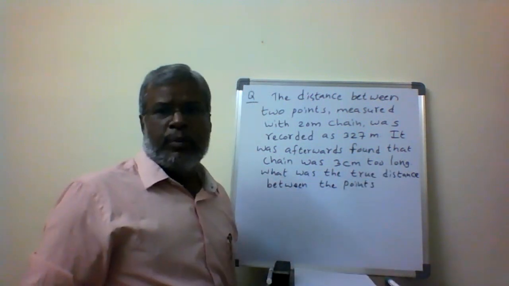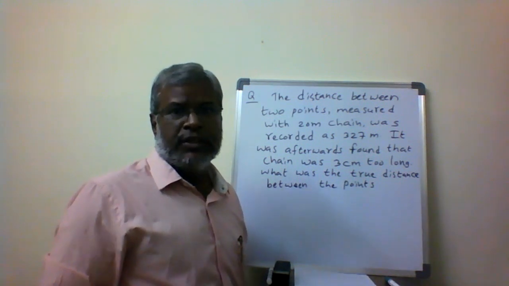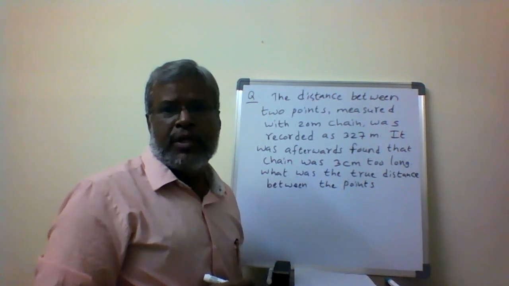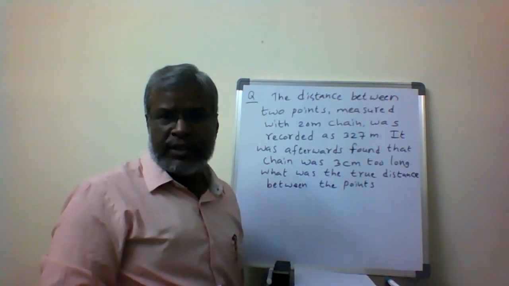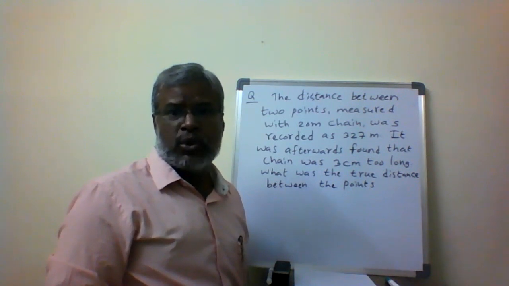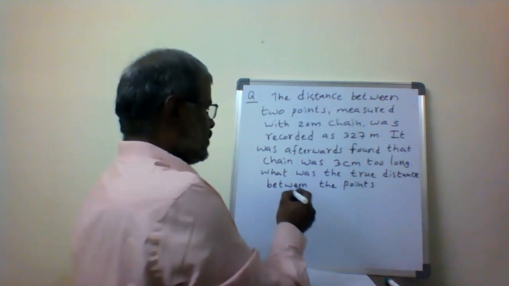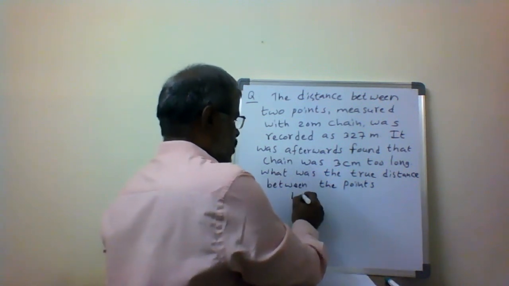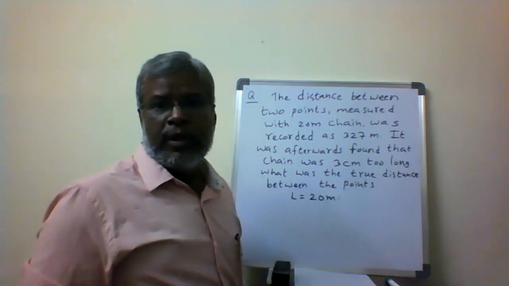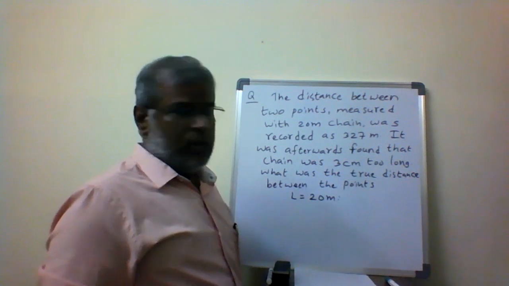So this is the simple problem related to the corrections for chain, or the chain corrections. The distance between 2 points measured with a 20 meter chain was recorded as 327 meters. It was afterwards found that the chain was 3 centimeters too long. What was the true distance between the points? Here, the standard length of the chain is given as 20 meters, and 3 centimeters too long.